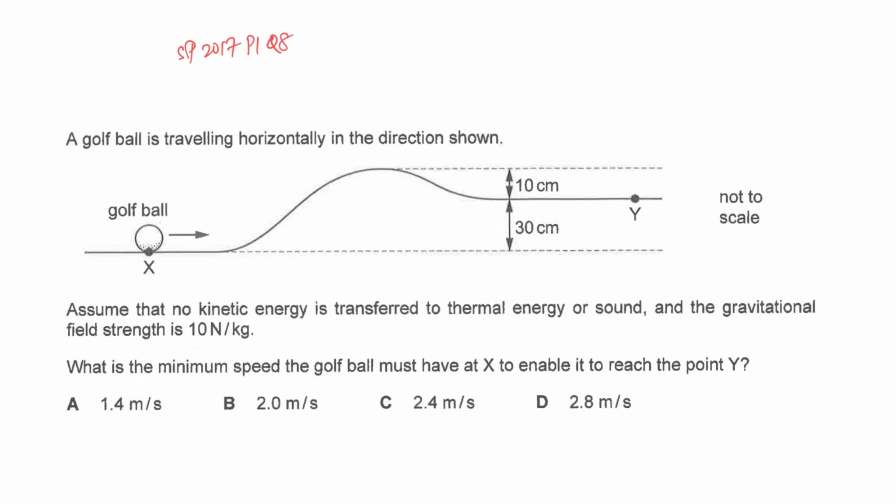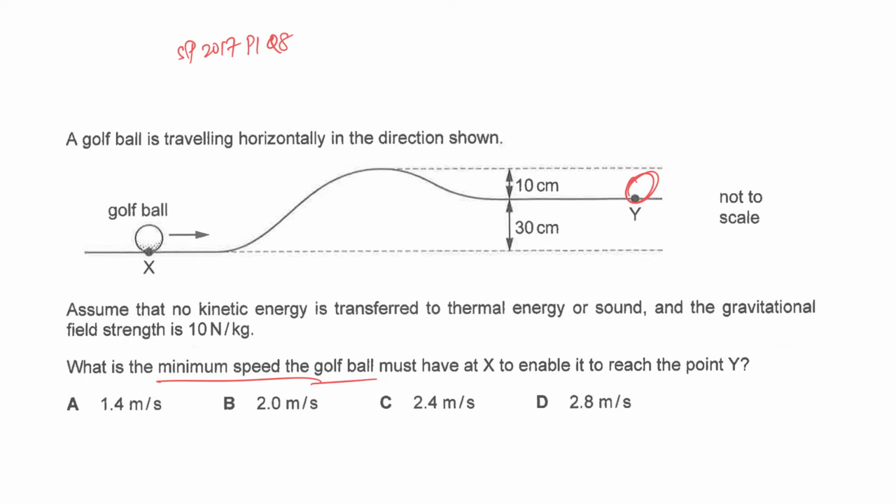This question is on energy, and you're given a golf ball that's traveling horizontally to the right. That means you push the ball from rest up this small hill, then after that this portion here will be flat again. Assuming no kinetic energy is transferred to thermal energy or sound, so an ideal situation with no friction and no air resistance, and the gravitational field strength is 10 Newton per kg. They ask for the minimum speed of the golf ball needed for the ball to reach Y.